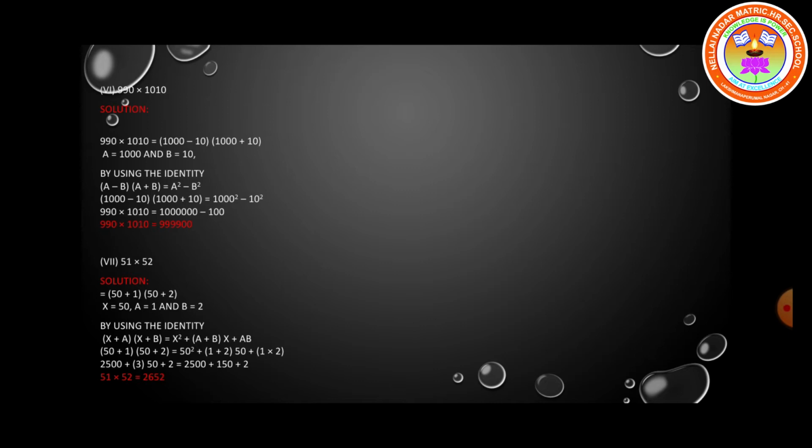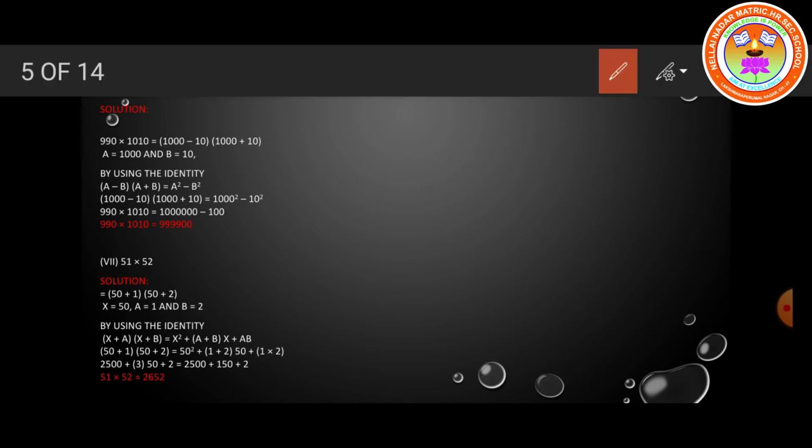Using which identity? a plus b into a minus b is equal to a square minus b square. You know that a square, substitute the values. a is equal to what? 1000. b is equal to what? 10. So a square, 1000 square. What is 1000 square? 1000 square is 1000 into 1000. That is called the 10 lakhs. Can you understand all of you? 10 lakhs. Next 10 square is equal to what? 10 into 10 is equal to 100.